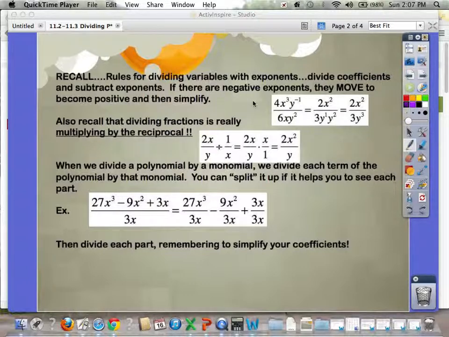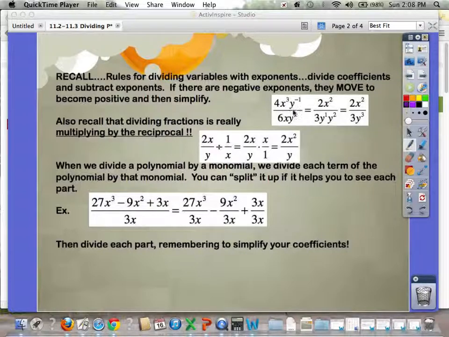If there are negative exponents, they move either to the top or the bottom, depending on where they are to begin with, and then they become positive, and then you can simplify. So if you're looking at this example right here, for x cubed y to the negative first power divided by 6xy squared. 4 and 6 are your coefficients, so you can go ahead and simplify them. You can put them in your calculator or simplify them by taking a 2 out, and you will be left with 2/3.